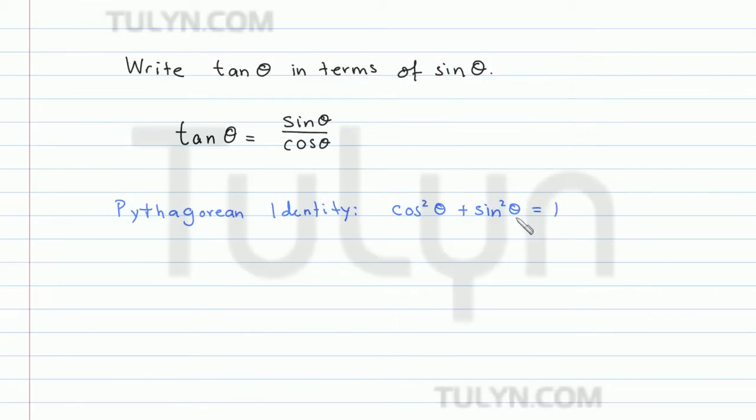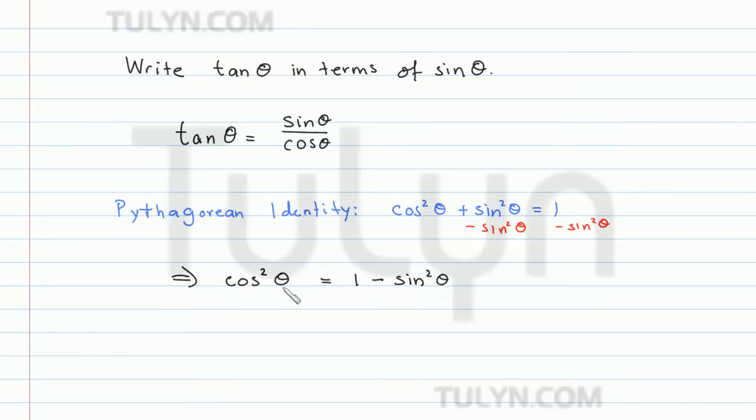And now given this equation, we can solve for cosine and write it in terms of sine. So the first thing I want to do is subtract sine squared theta from each side of the equation. Okay? So we end up getting cosine squared theta is equal to 1 minus sine squared theta.